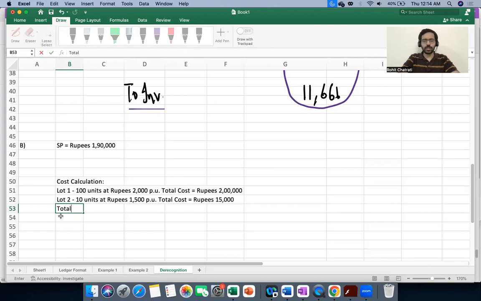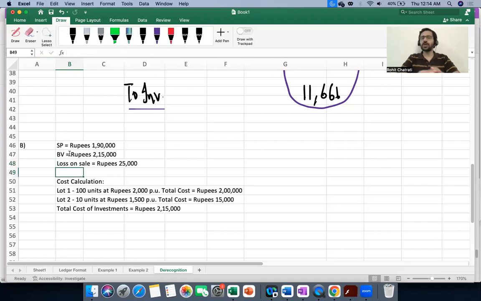Therefore, the total cost that we have is rupees 2,15,000. The total cost of investments sold is equal to 2,15,000. So the book value is rupees 2,15,000, and I have a loss on sale of rupees 25,000. This is how we calculate the profit or loss in case of FIFO.